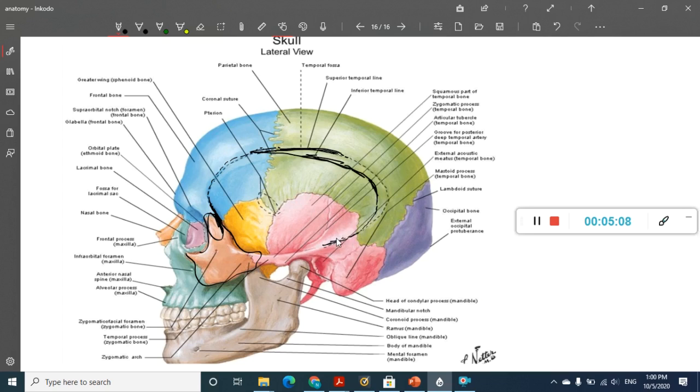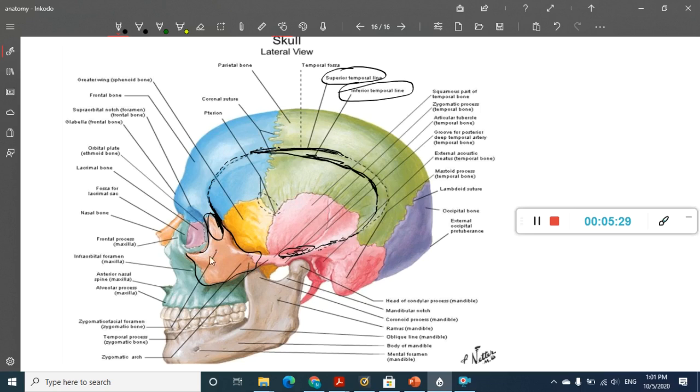So this is the squamous part of the temporal bone. It is going to the squamous part of the temporal bone, and it is continuing as supramastoid crest. So this is the supramastoid crest. Okay, so this is called the temporal line. The superior part we have the superior temporal line, and the inferior part we have the inferior temporal line. Okay, this you should remember.